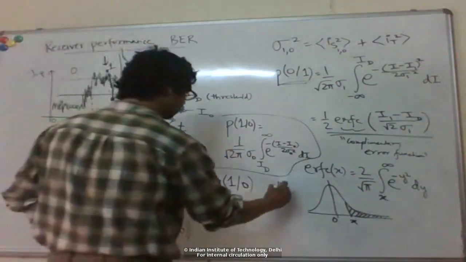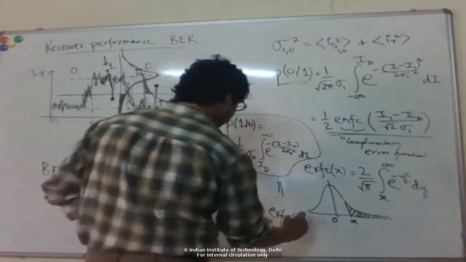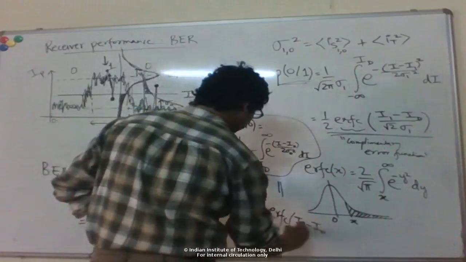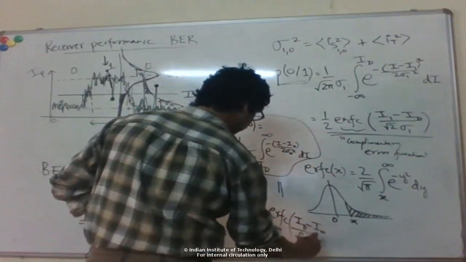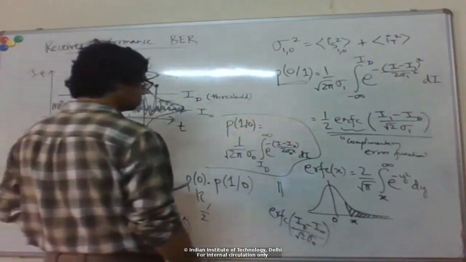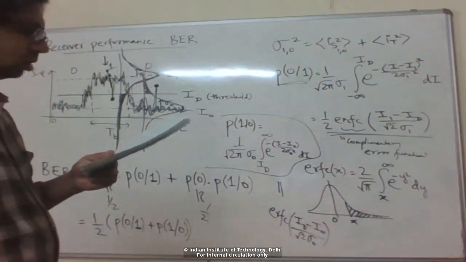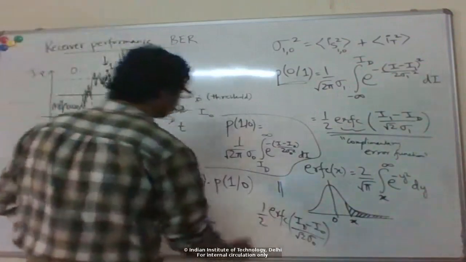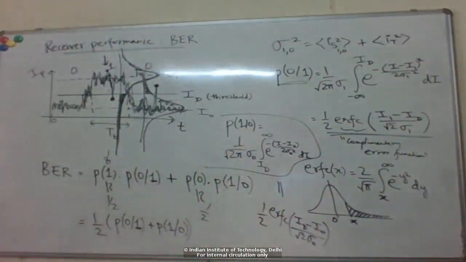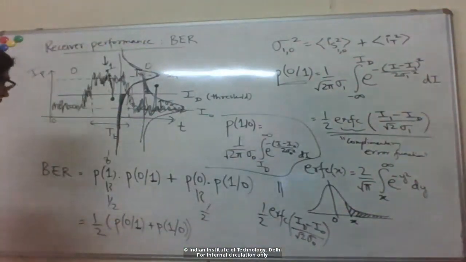Okay, so for this you get the complementary error function of (I_D - I_0) divided by square root of 2 sigma_0, or half of that. Okay, so now basically we just add these two up and then multiply by half to get the bit error rate.